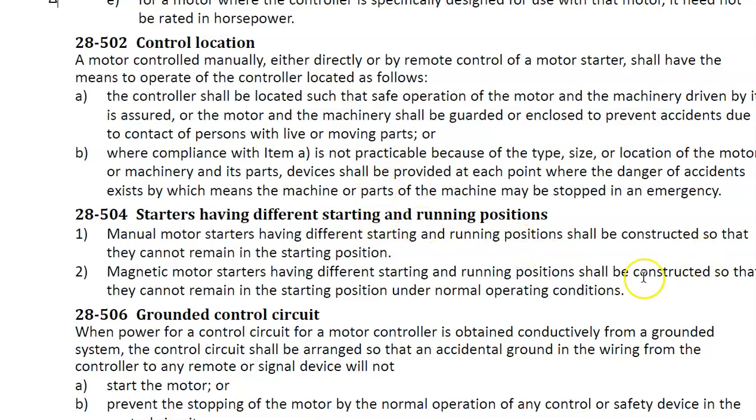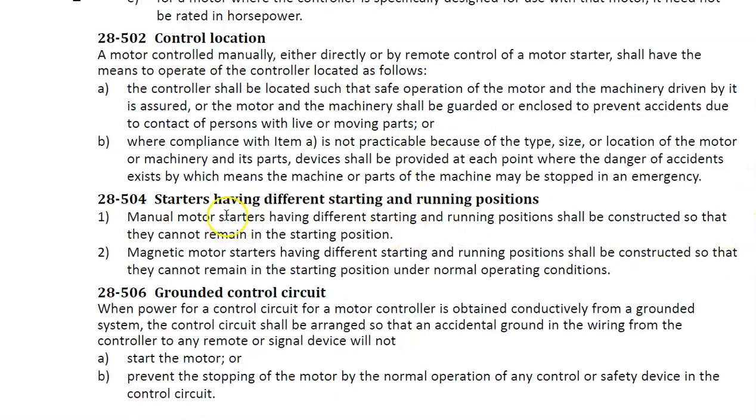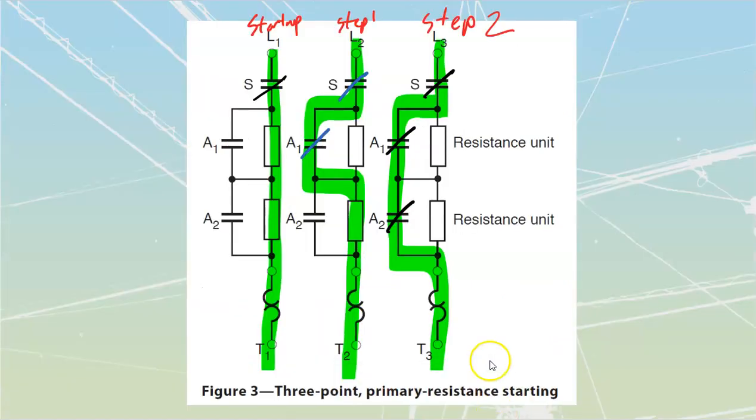We also have got a couple of rules that are going to be determined. Let me just zoom out a little bit so we can get the whole rule in there. That are going to say that if we have startup positions, we have to shut these things down. Starters. This is out of section 28, having different starting and running positions. Magnetic motor starters, that's what we're dealing with over here, contactors having different starting and running positions, that's what we have over here, a start and run, shall be constructed so that they cannot remain in the starting position under normal operating conditions. What we have covered off inside of here definitely does that.